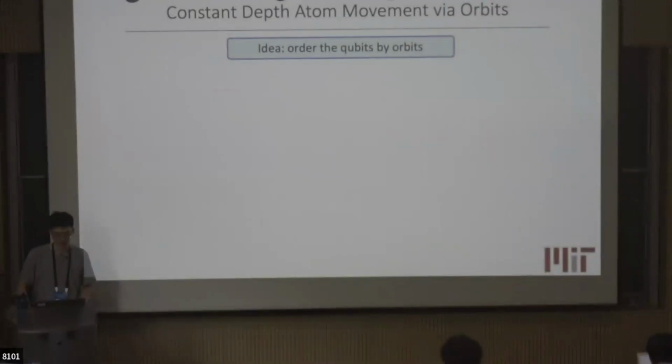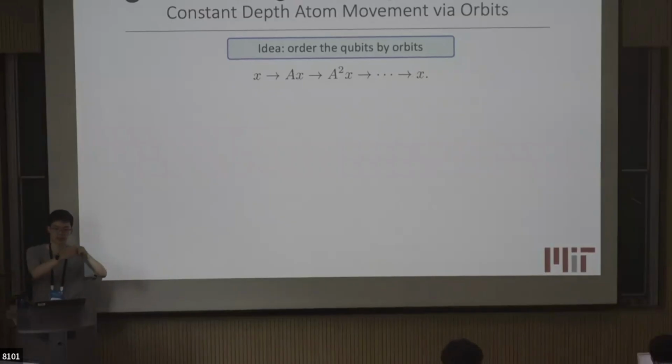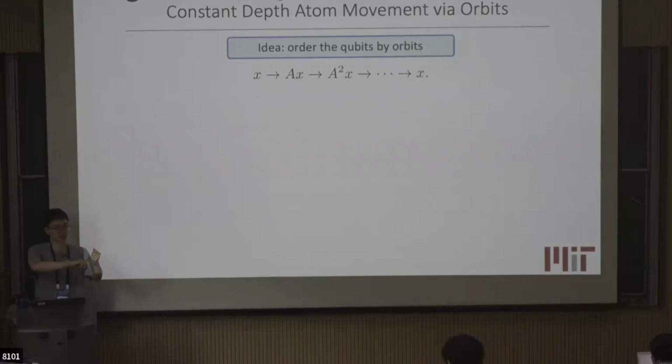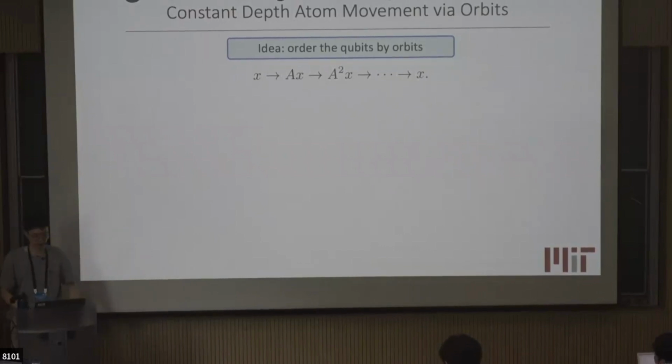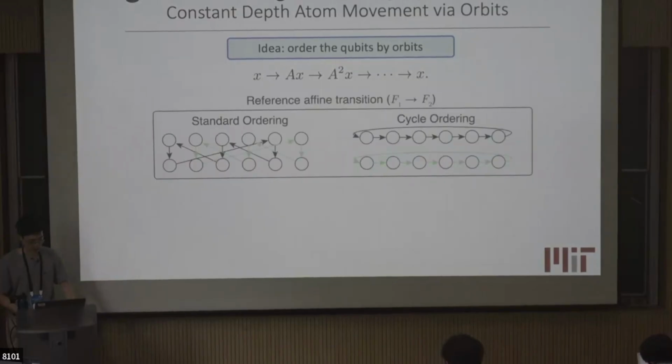So the key idea here is to organize these qubits and the arrangements by the orbits. So by orbits, what do I mean? If you take an element and you apply this affine permutation matrix, you can keep on applying it, right? And what this is doing is essentially the first qubit gets mapped to the second one gets mapped to the third one. So you have this cyclic chain of operations when you think about this particular ordering.